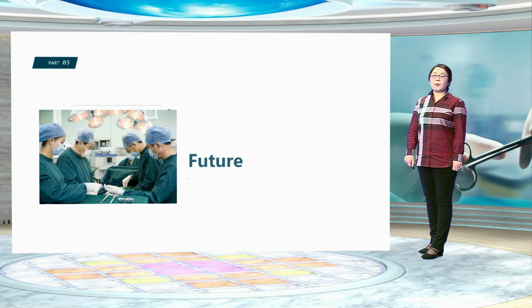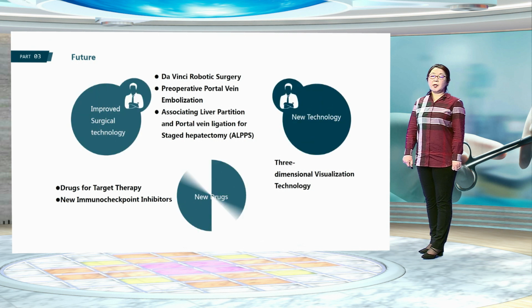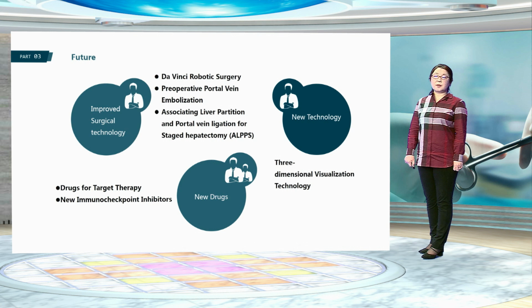So, what is waiting for us in the future? We have some ideas. First, we can improve surgical technology. Now we can use Da Vinci robot surgery, and we can do preoperative portal vein embolization, and we also can do ALPPS, that is associating liver partition and portal vein ligation for staged hepatectomy. And we also have some new technologies such as three-dimensional visualization technology.